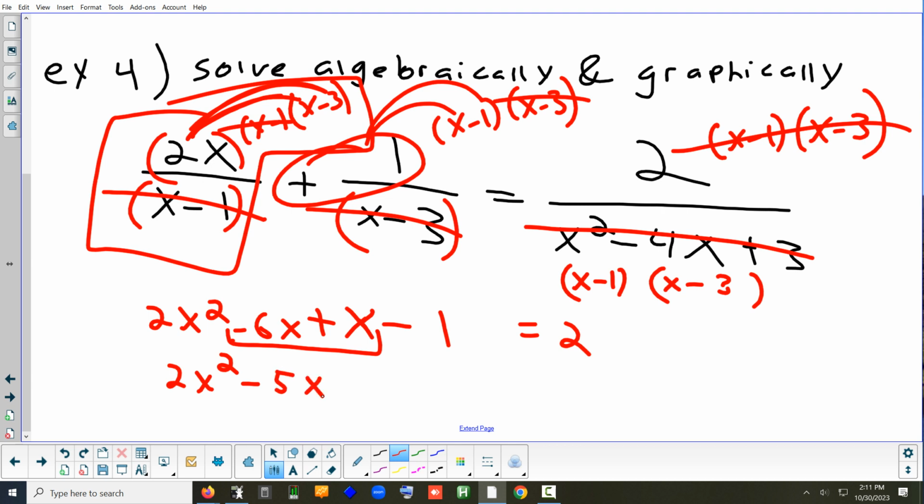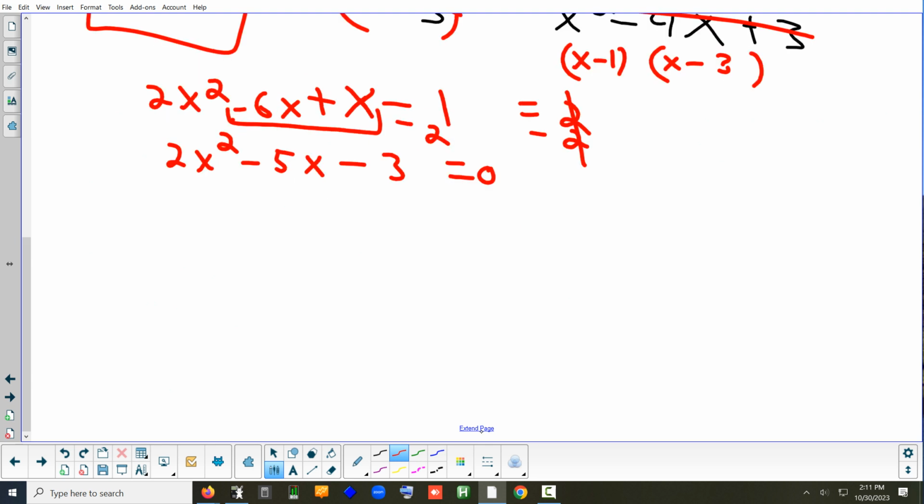And how would you bring the 2 over? Yep, subtract it. And you have negative 1 minus 2, which gives you negative 3. Perfect. So now we're going to hope that that factors, and those will be our answers. So once you get that multiplication done and get rid of the fractions, then the rest of it is just factoring.